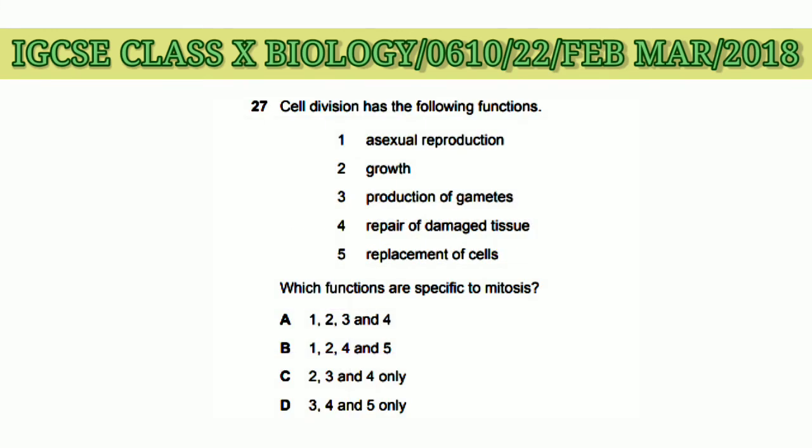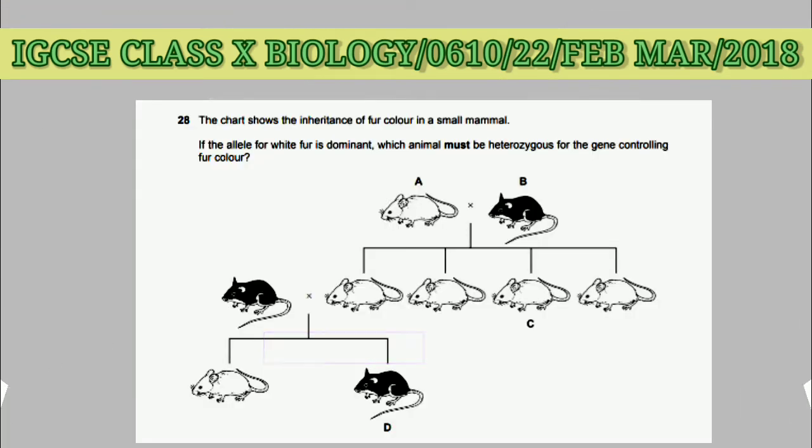Question 27. Cell division has the following functions. First, asexual reproduction. Second, growth. Third, production of gametes. Fourth, repair of damaged tissue. Fifth, replacement of cells. Which functions are specific to mitosis? All functions except production of gametes are specific to mitosis. So the correct answer will be option B. 1, 2, 4 and 5 are the functions specific to mitosis.